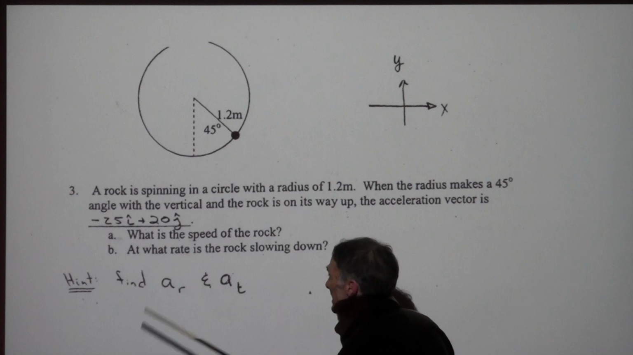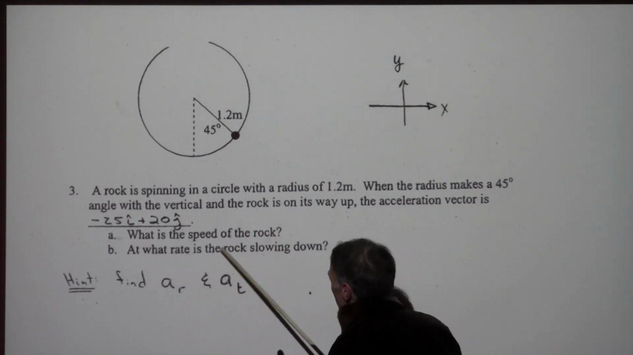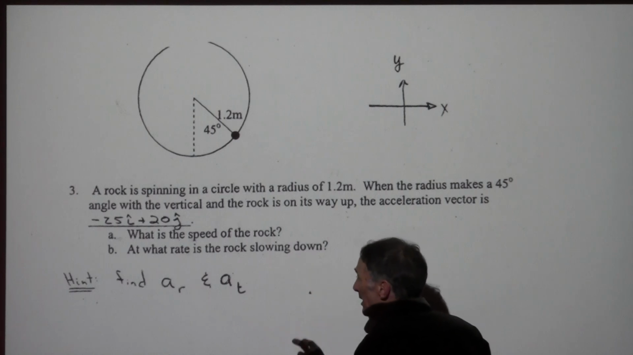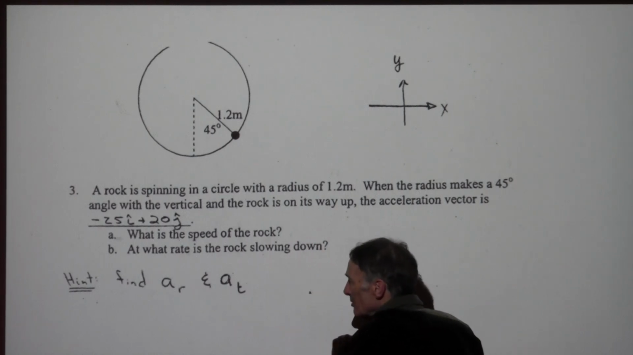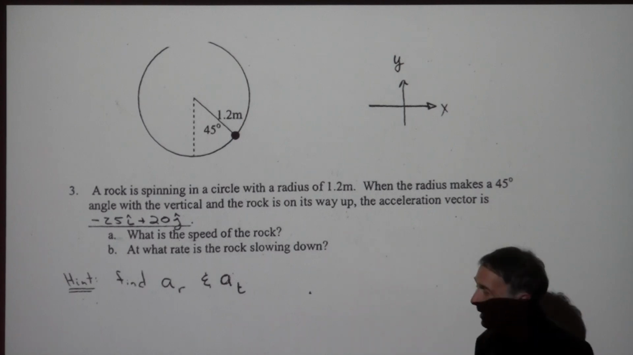And then he's asking kind of the same thing. What is the speed of the rock, and at what rate is the rock slowing down? So really there are two questions. Usually, hint, find a_r and a_t. So he's got that.